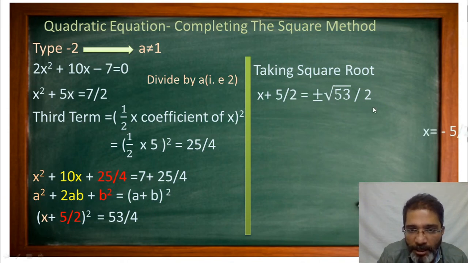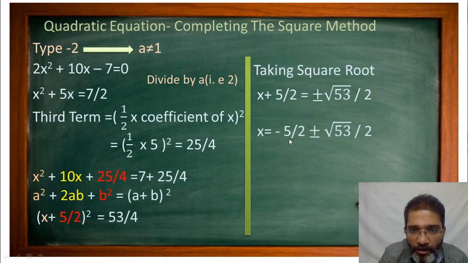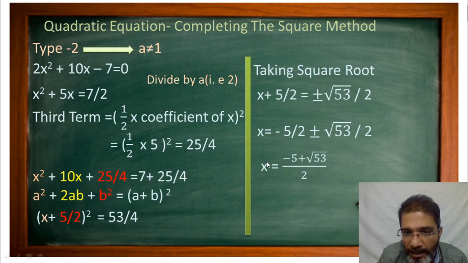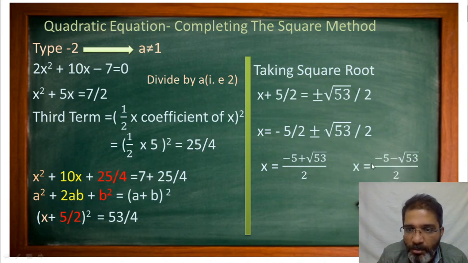Now make sure that this root sign is only for 53, not for 2. Okay, next step, we are shifting plus 5 upon 2 on that side, so it will be minus 5 upon 2. So minus 5 upon 2 plus minus root 53 upon 2. We have the same denominators, so I can combine the two fractions and I can write x equals minus 5 plus root 53 upon 2, and the other answer is x equals minus 5 minus root 53 upon 2.